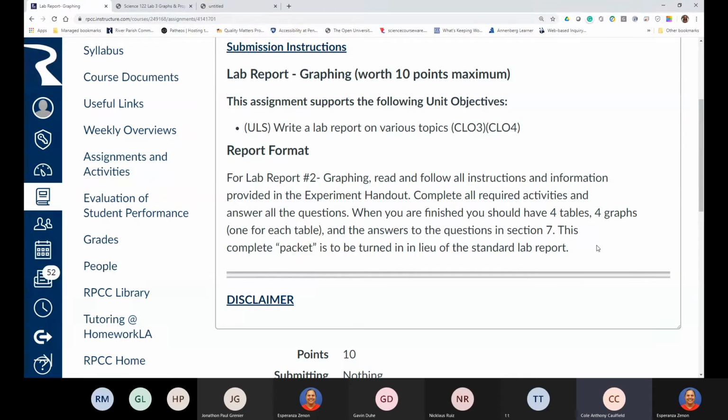Thank you for saying it so plain, because no matter how many times I say turn in 4 tables, 4 graphs, and the answers to the questions in section 7, I never get somebody who asks me, do we need to write a lab report? Yes, ma'am. All right. Okay. So y'all good on what you have to turn in?